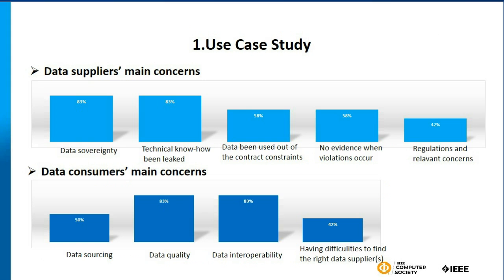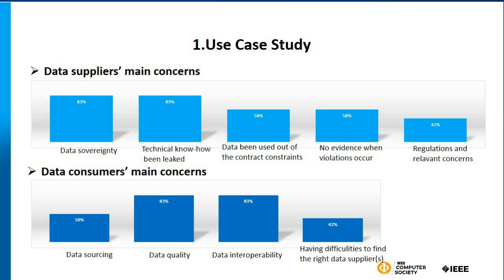And we also identify the main concerns of both data suppliers and data consumers, like we used to do, and I already shared that in the previous slides. And it seems that according to our use cases, data sovereignty and technical know-how leakage are the primary concerns for the data suppliers, while the data consumers take more care about data quality and interoperability.